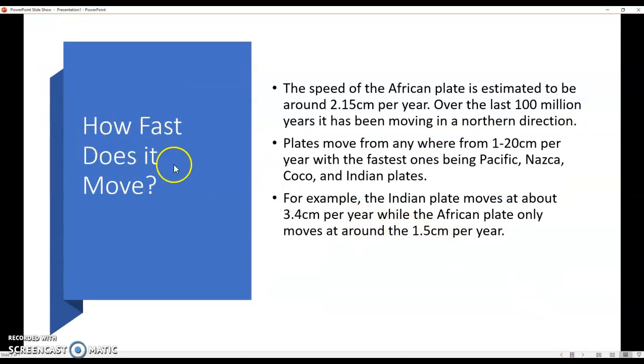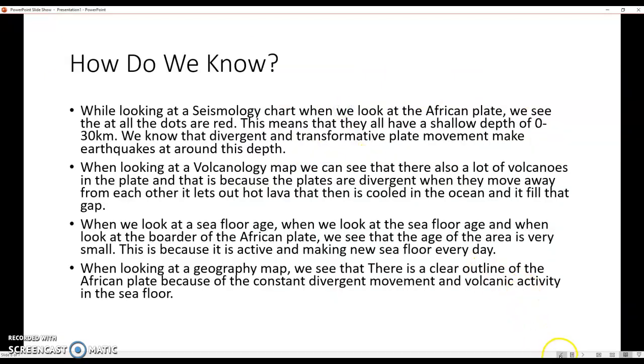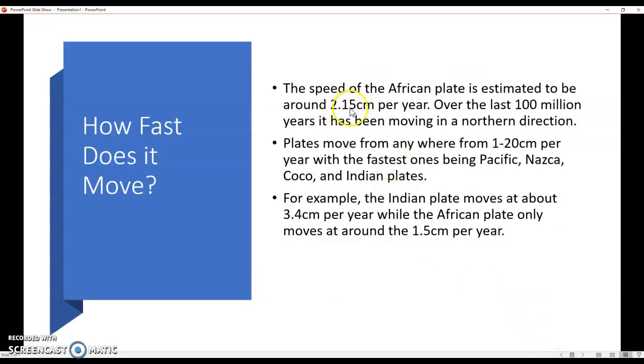How fast does it move? So the speed of the African plate is estimated to move around 2.15 centimeters per year. Well, that doesn't seem like a lot in our lifetime. It really isn't a lot. But if you think about over 100 million years, that's a long distance for that big of a mass to move. So over the last 100 million years, scientists have said that it's been moving in a northern direction.